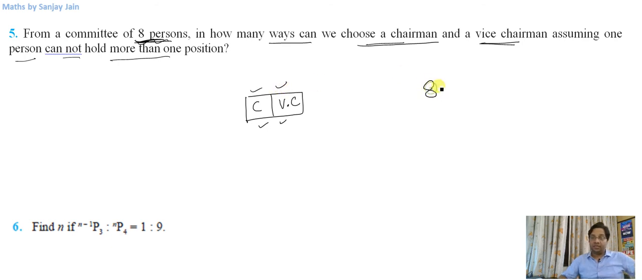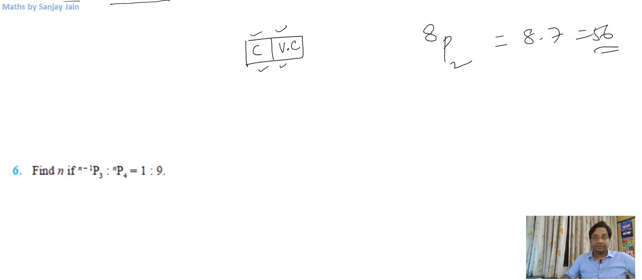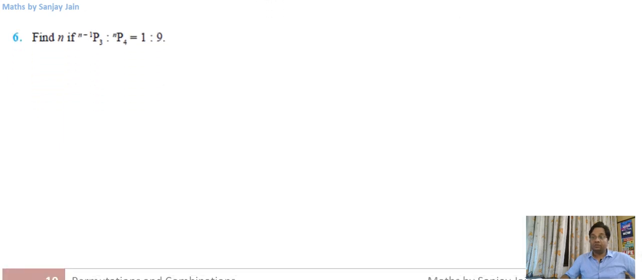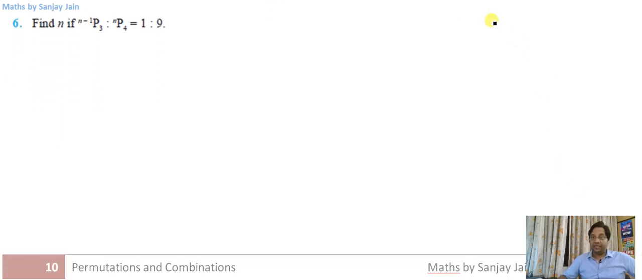So the answer is 8P2, that is 8 into 7, which is 56, right? So it is not that you have to choose these, they can be arranged in these 2 positions. One can be here, another can be here, or this can be here or here.